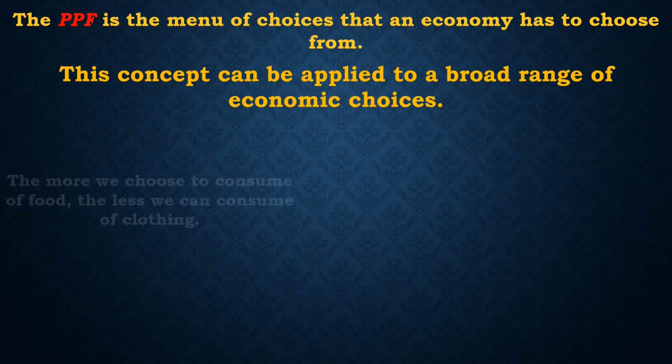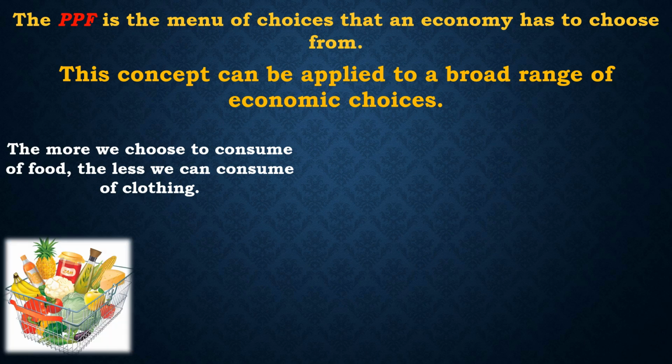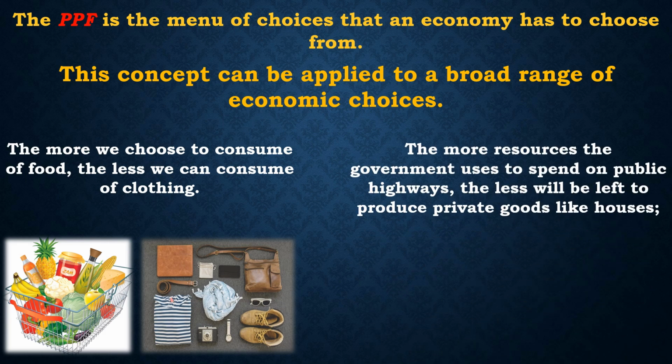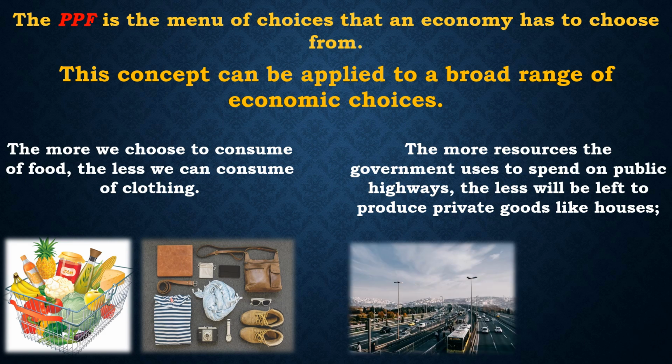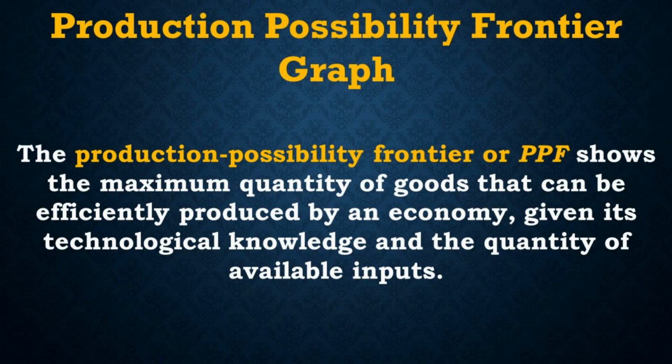This concept can be applied to a broad range of economic choices. Just like the more we choose to consume of food, the less we can consume of clothing. The more resources the government uses to spend on public highways, the less will be left to produce private goods like houses. So this is the basic concept of production possibility frontier graph. We can plot as many possibilities as we can. That's it in this video.